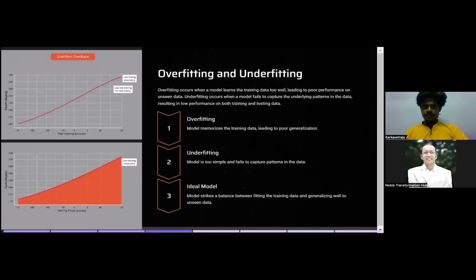Overfitting and underfitting are very important techniques, guys. We have to understand them. Overfitting occurs only when the model learns the training data too well, and it leads to poor performance on unseen data, because there is no space left to learn more. For unseen data, you have to learn that also, and that is why it happens.